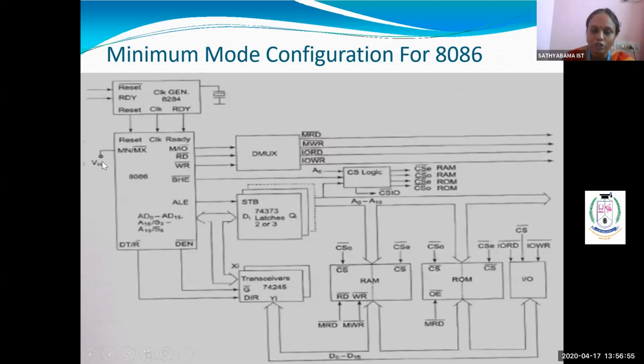Okay, now you go to 74373. So you have seen A0 to A15. I think A0 to A15 is only for address and data plus memory. We all know how many bits we are using for address lines.